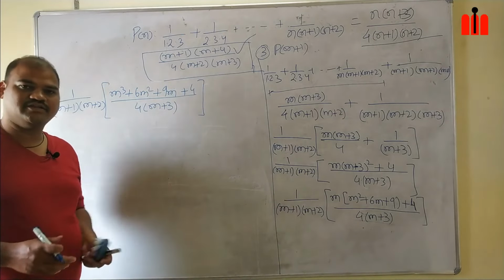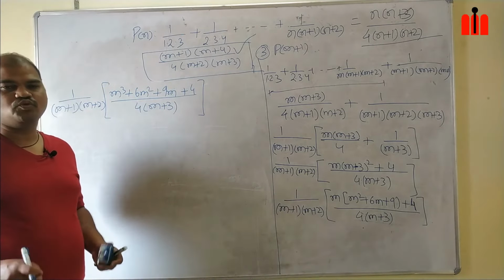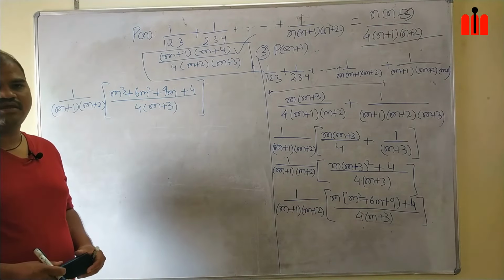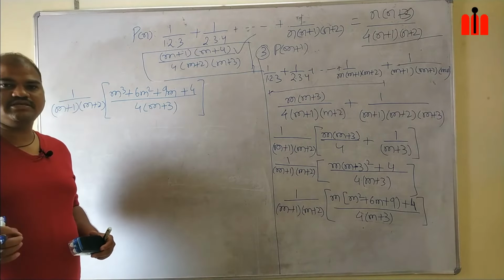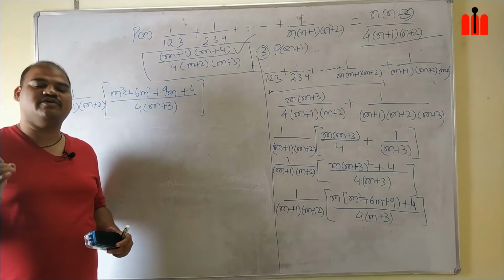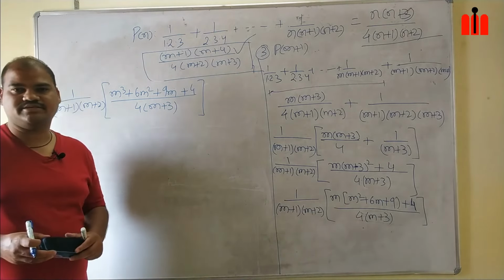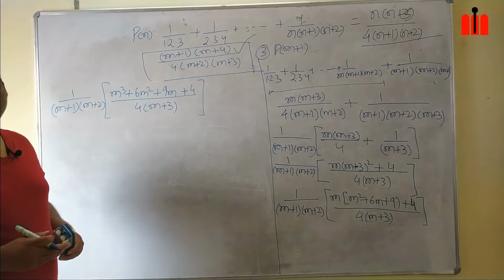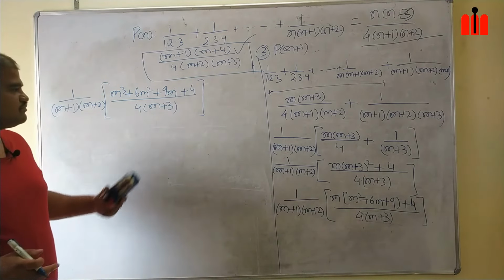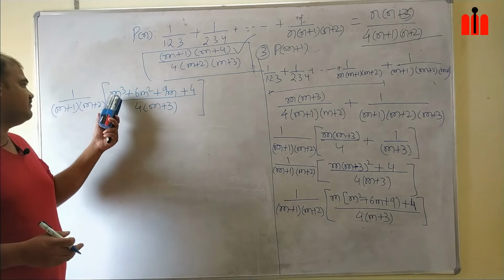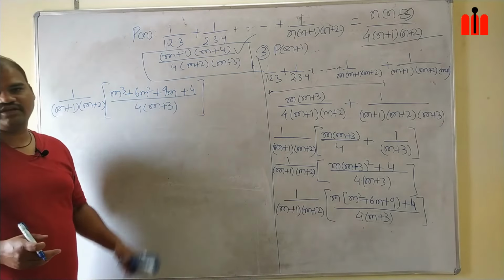To understand the factorization, please go through my operation classes. In my operation classes, I had given the entire description of how to factorize. Okay, so let's be brief on this. So what we will do, we will substitute m is equal to minus 1 here.